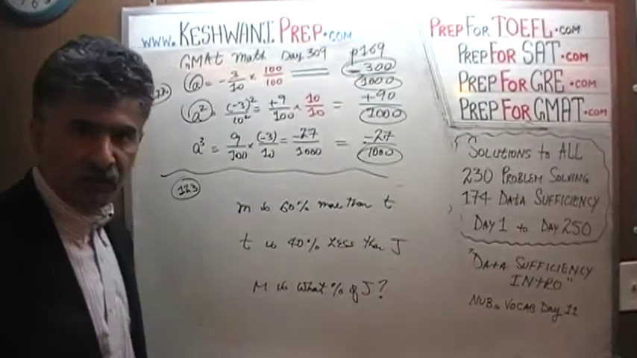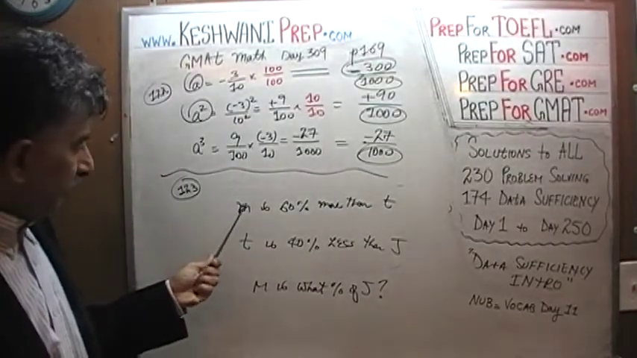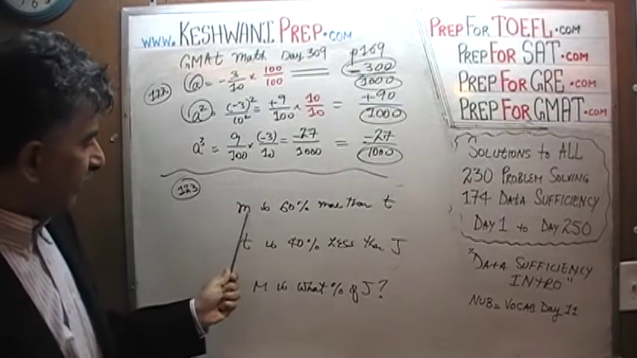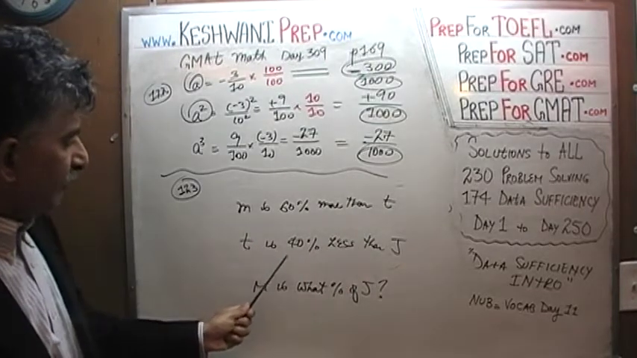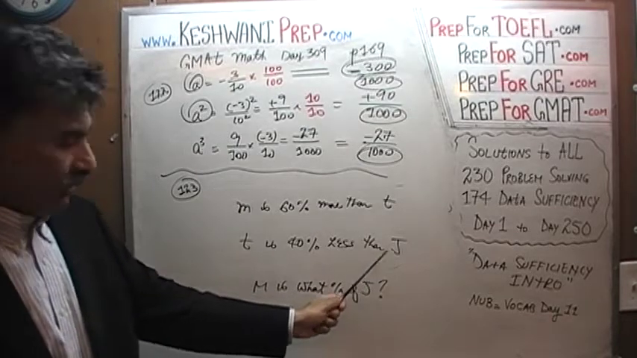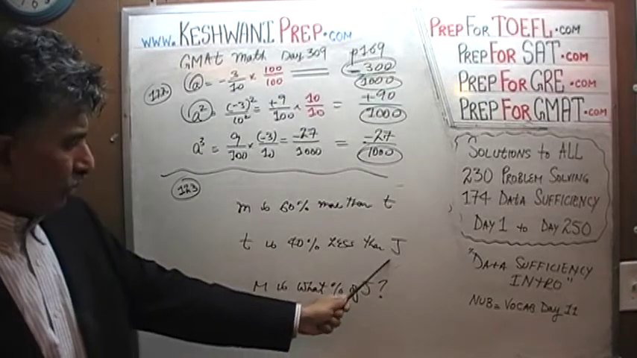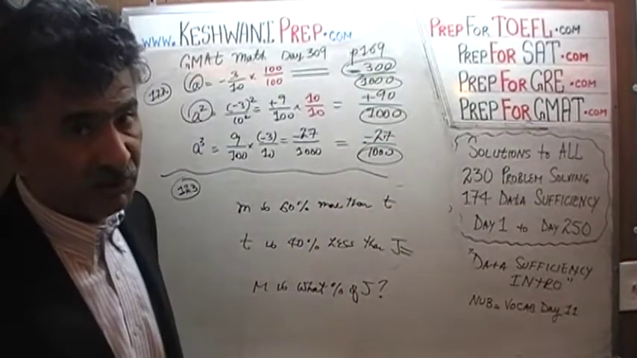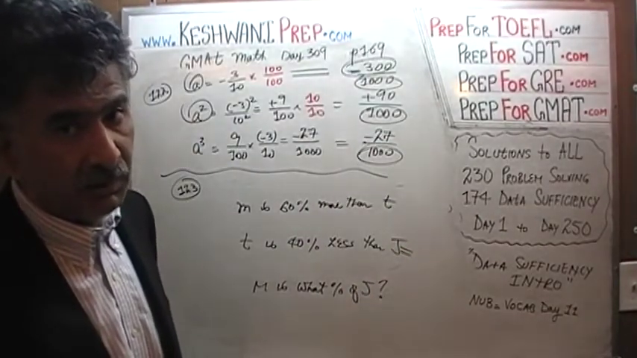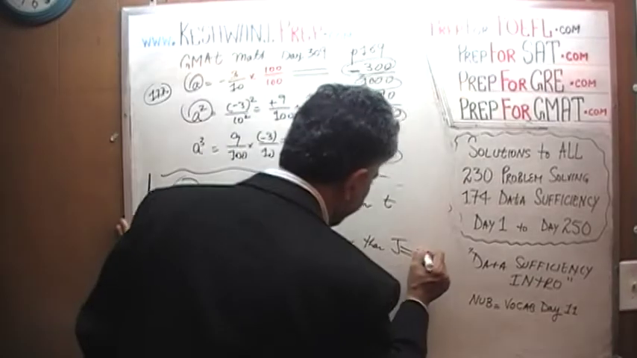Where does our story start from? Our story does not start from here. M is 60% more than T, so M's income depends on T. And then they go on to say that T is 40% less than J. So T depends on J. The story begins from J. I'm going to give it a number. It's a percentage problem. What would be a nice number to plug in here? Let's make it 100.